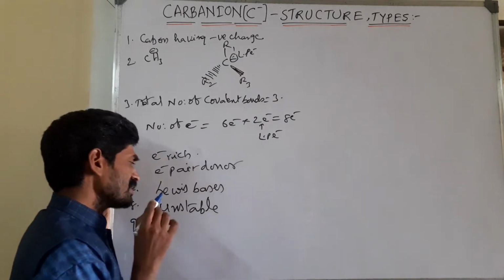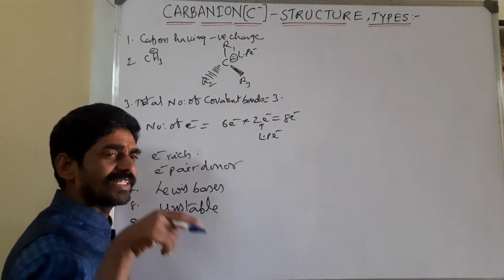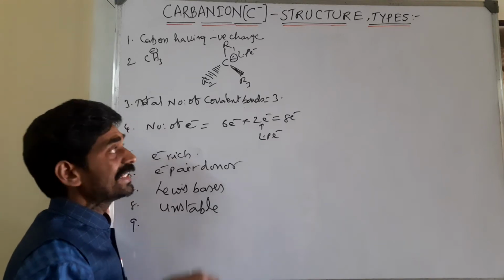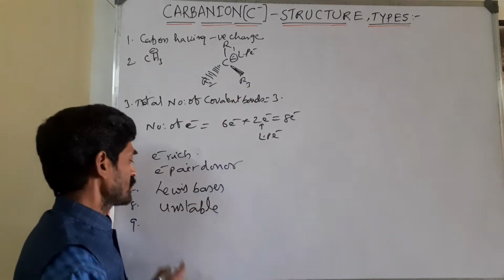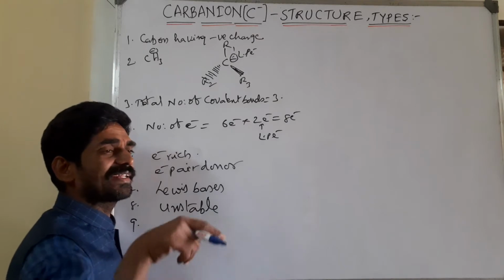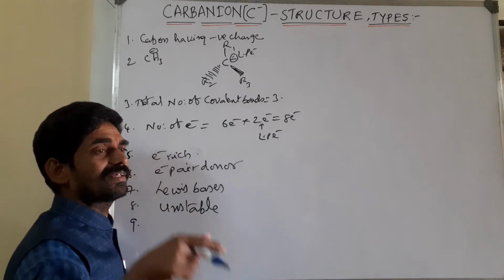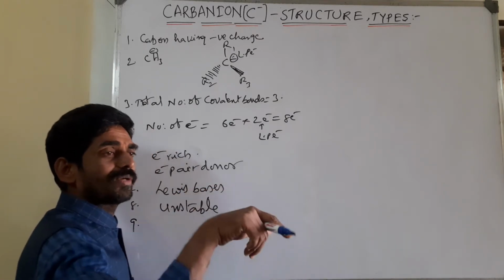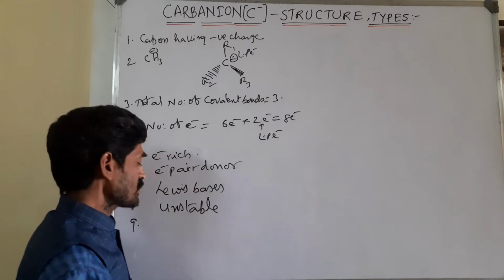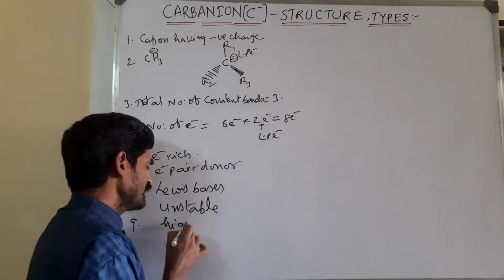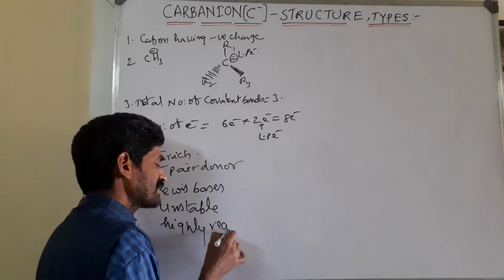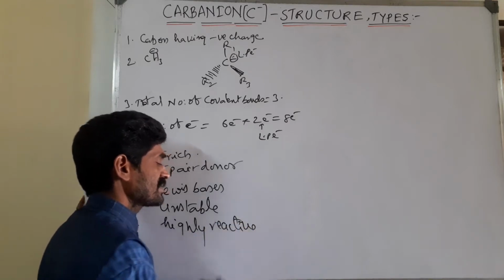Because it is unstable, to reach a stable state it has to donate that lone pair of electrons to some other atom. So it actively participates in chemical reactions, donating the lone pair, making a bond, and giving a product. That's why it is a highly reactive species.